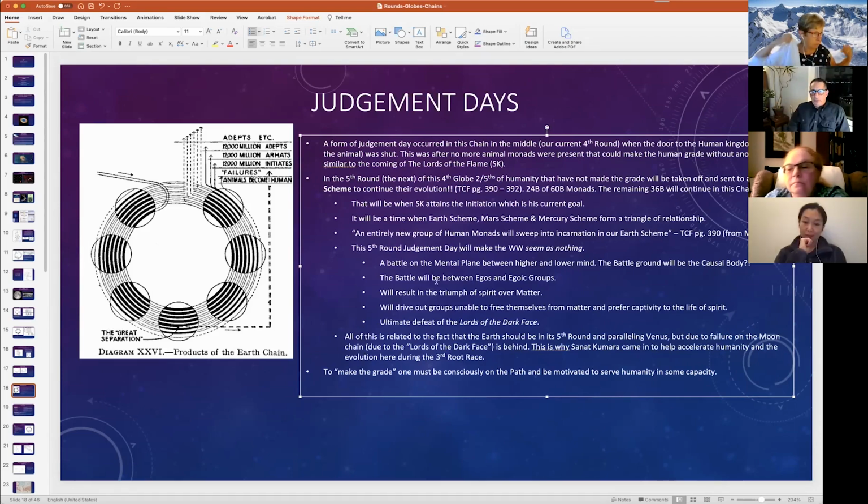And the whole thing is about the fusing of Buddhi and Manas and the transmutation of lower mind into higher mind. And that the battle will then be between egos and egoic groups. The retards, the ones holding things up, are essentially concrete minded types that prefer materialistic kinds of imprisonment, basically, and this is his words, not mine. Imprisonment over the life of the spirit, right? He says they're unable to free themselves from matter and prefer captivity to the life of spirit. And they're related to the lords of the dark face. So it's all that evil.